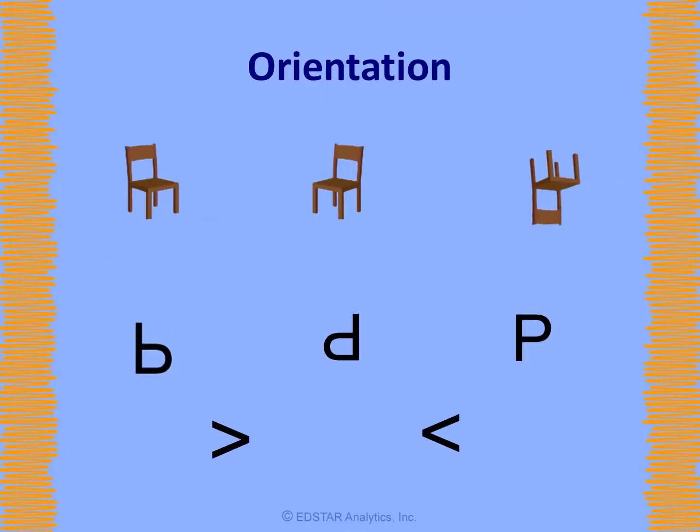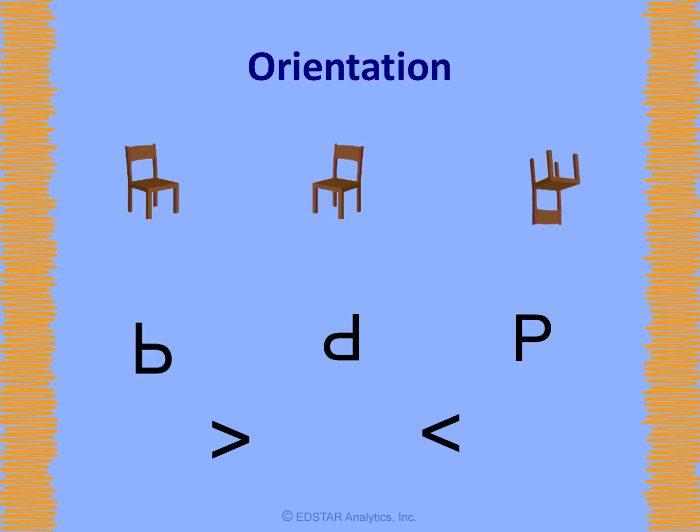Research has shown us that some students don't always understand on their own when the orientation of an object matters and when it doesn't. And they can be confused by the fact that the chair, for example, when we reorient the chair, it's still a chair. But the letter B, when we reorient it, it becomes a D or a P. It changes what it is. And the same thing with the greater or less than signs.